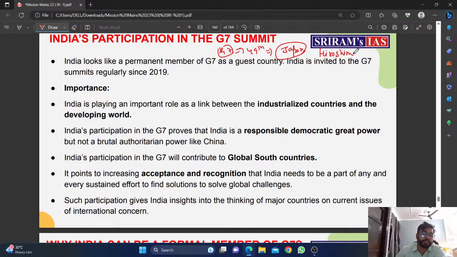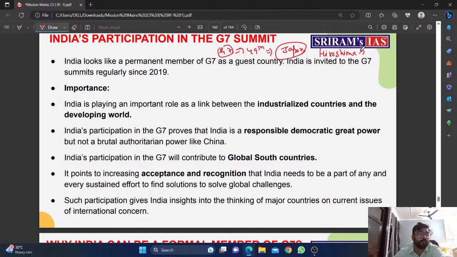Okay, Hiroshima has witnessed the annual summit. So what is India's participation in G7? India is almost looking like a permanent member of G7. We are attending this as a permanent guest country regularly from 2019. So 19, 20, 21, 22, 23. This is the 5th year that we are attending G7.